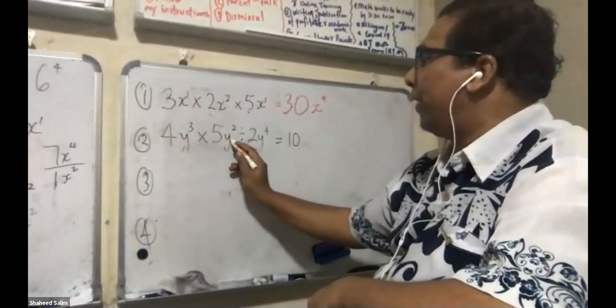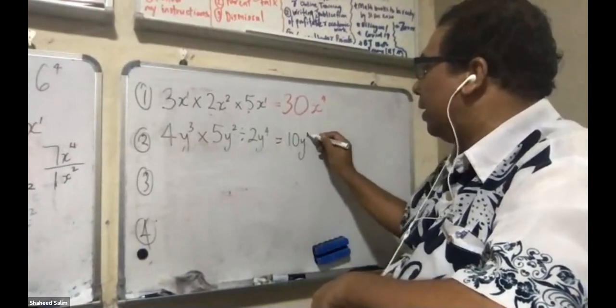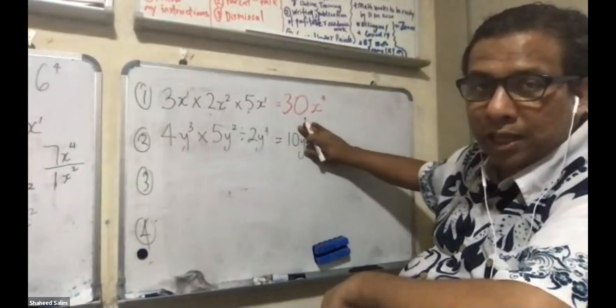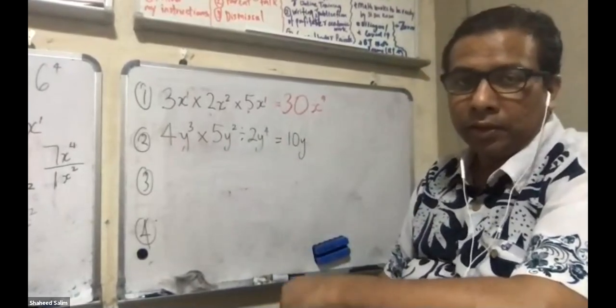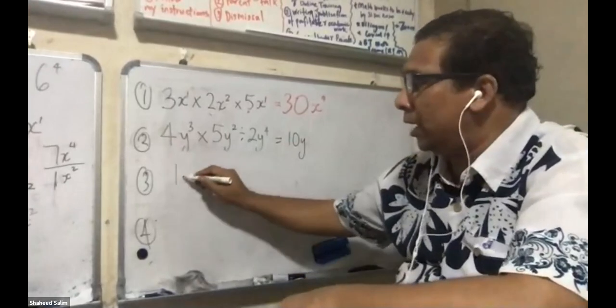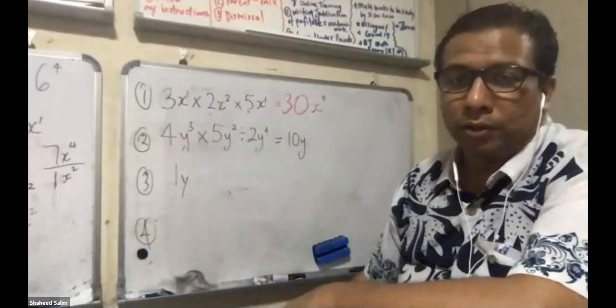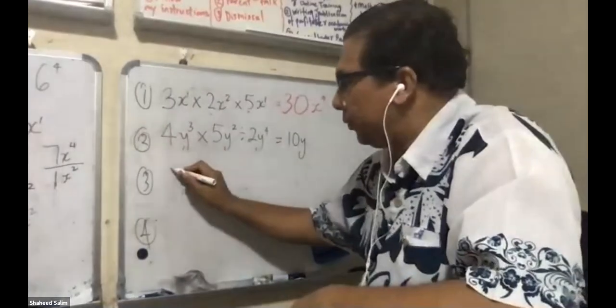Y3 times Y2, Y5. Y5 minus 4 equals Y to the power 1. But you don't need to write the 1, because it's understood that Y means Y to the power 1. So next time you don't write like that. No, teachers, 1Y. A teacher will get angry with you, I think. Just Y only. Okay, now we try the next one.